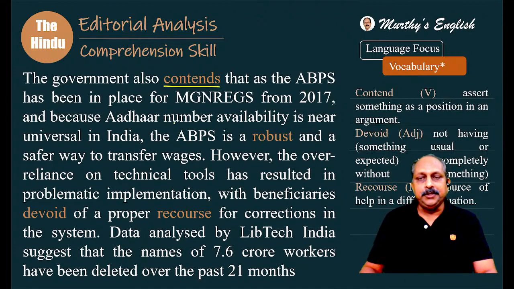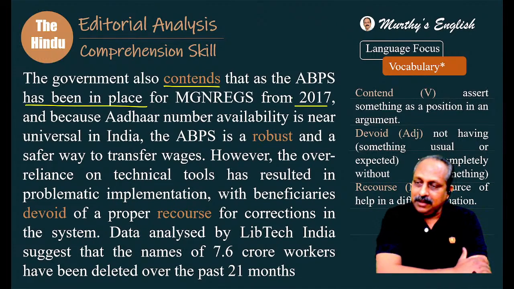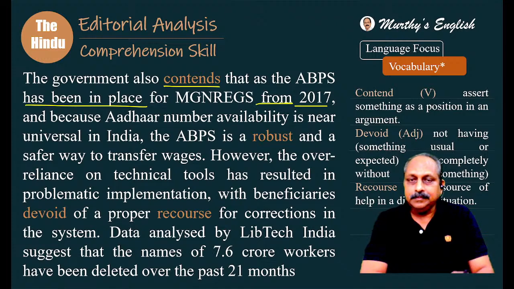Contends asserts something as a position in an argument. That means it tries to justify. The government also contends that as the ABPS has been in place, which tense is this? Present perfect active voice, has been in place for MGNREGS from 2017. Tell me what is the error in this sentence.